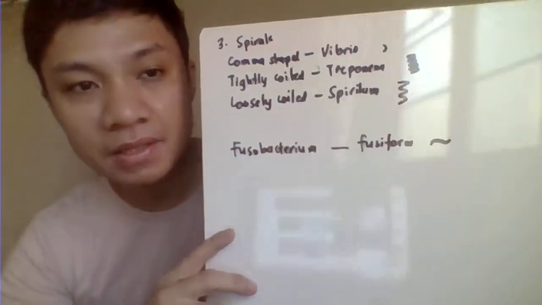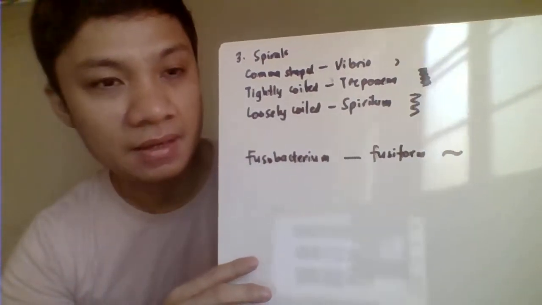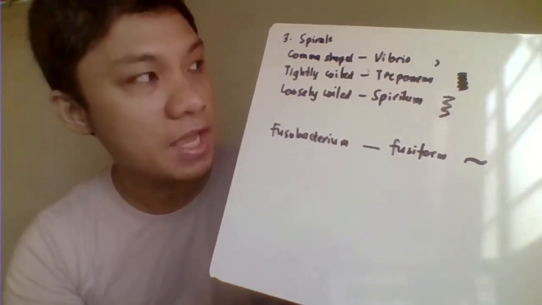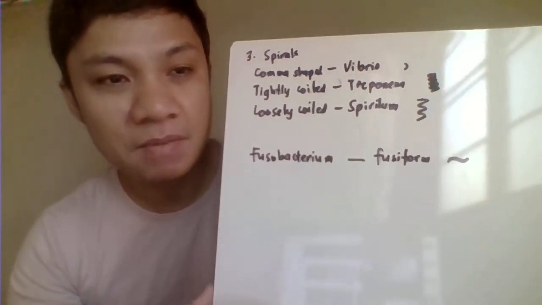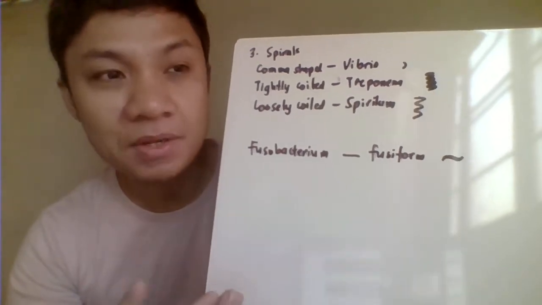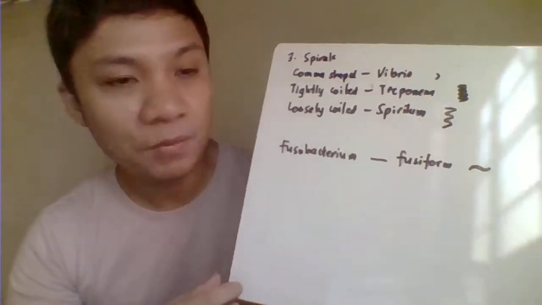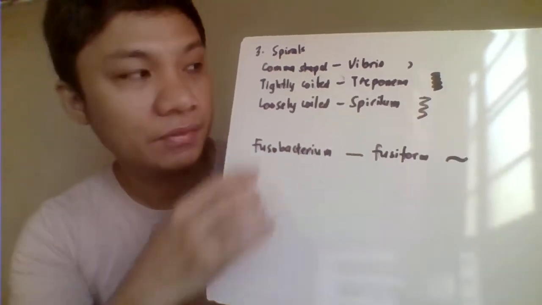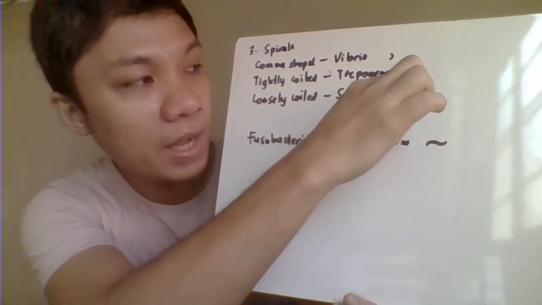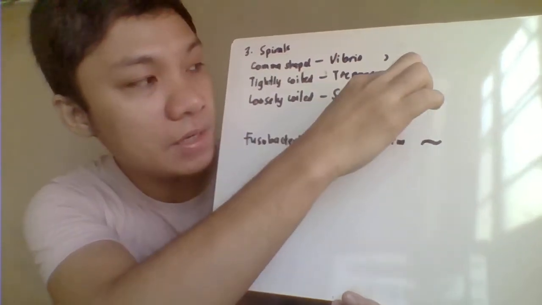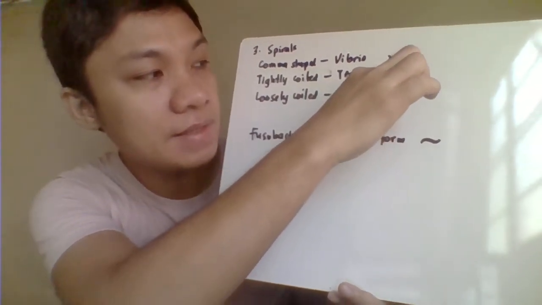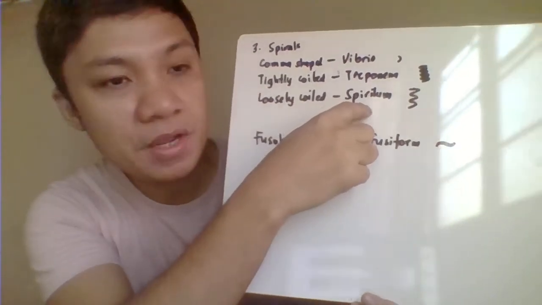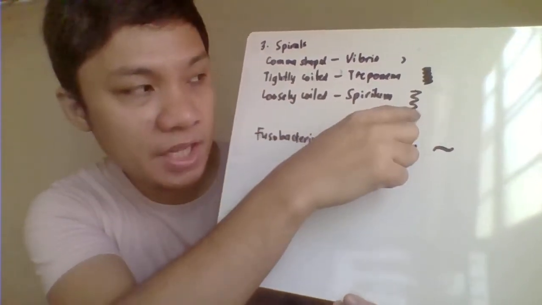Okay, then we have your bacteria which are spiral. The first one is Vibrio. Vibrio appears to have a comma shape. Then we have your Treponema, your spirochetes, and they are described as tightly coiled. So their coiling is medyo malapit-lapit sa isa't isa. Then we have your spirillum, which will have a loosely coiled arrangement.